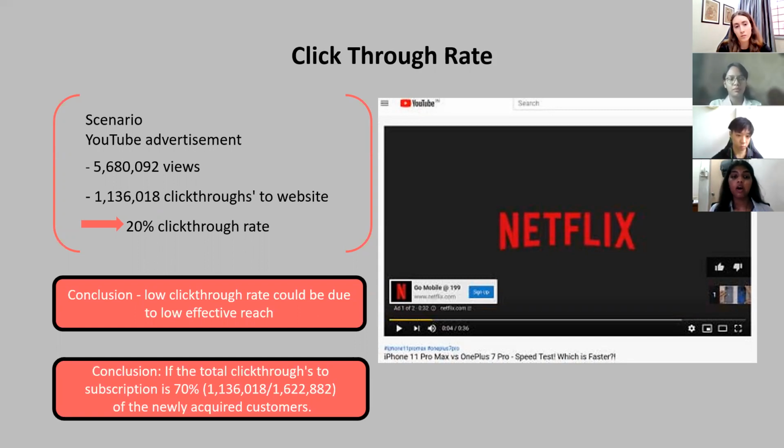On the other hand, if the total click-throughs to a subscription link is 70% of the newly acquired customers, it can be concluded that Netflix's ad campaign is a major contribution to Netflix subscription sales, which means that the ad campaign is effective but inefficient. So by improving the ad schedule to increase effective reach, Netflix can improve the efficiency, leading to higher subscription sales.